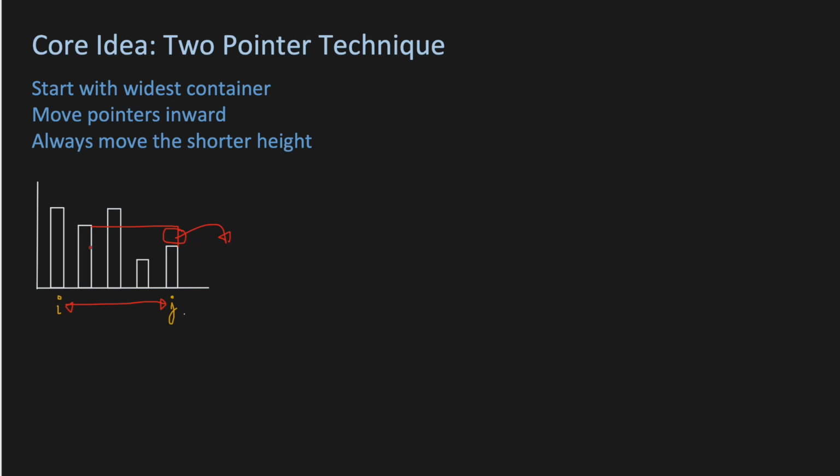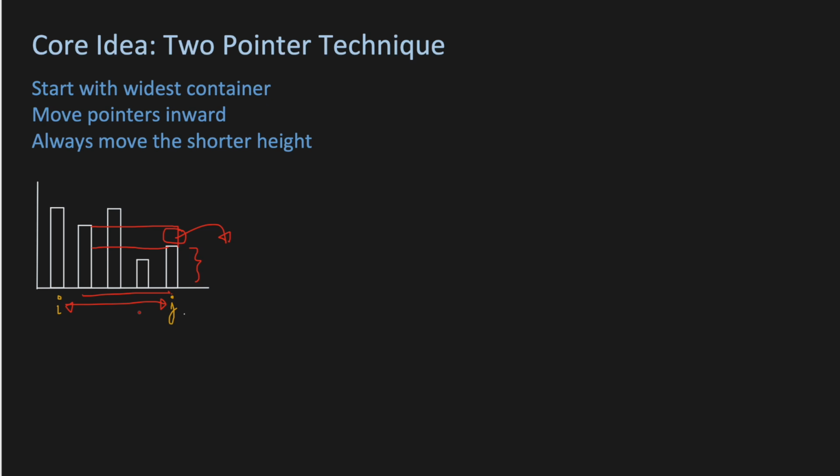So we should always draw a container using a shorter line. In this case, the container will be closed. So the area is limited by the shorter line. Moving the taller line cannot increase the height, so it can never lead to a better answer. At every step, we are eliminating impossible solutions safely. This one rule separates people who guess from people who actually understand the problem.